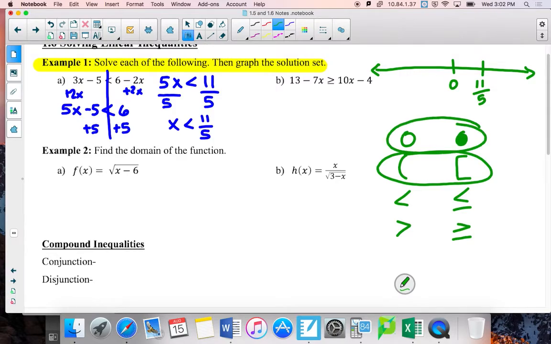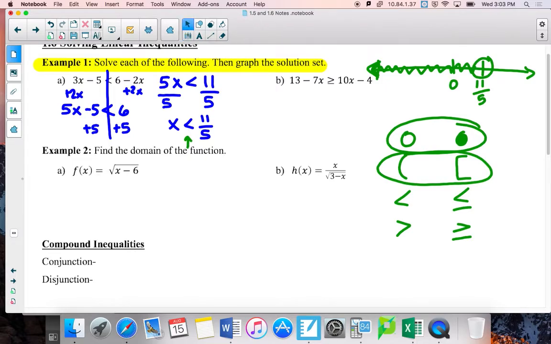And then just remember we need to shade as well. So when I'm looking at our answer, less than 11/5. Okay, I know that's going to be open because it's just using the less than. So I'm going to go ahead and go open circle at 11/5. And then I need to decide if I'm shading left or right. Well, if x is on the left side, you just shade the direction that the arrow is pointing. So in this case, the arrow is pointing to the left. So I'm going to shade to the left, which means all numbers less than 11/5 are also solutions.